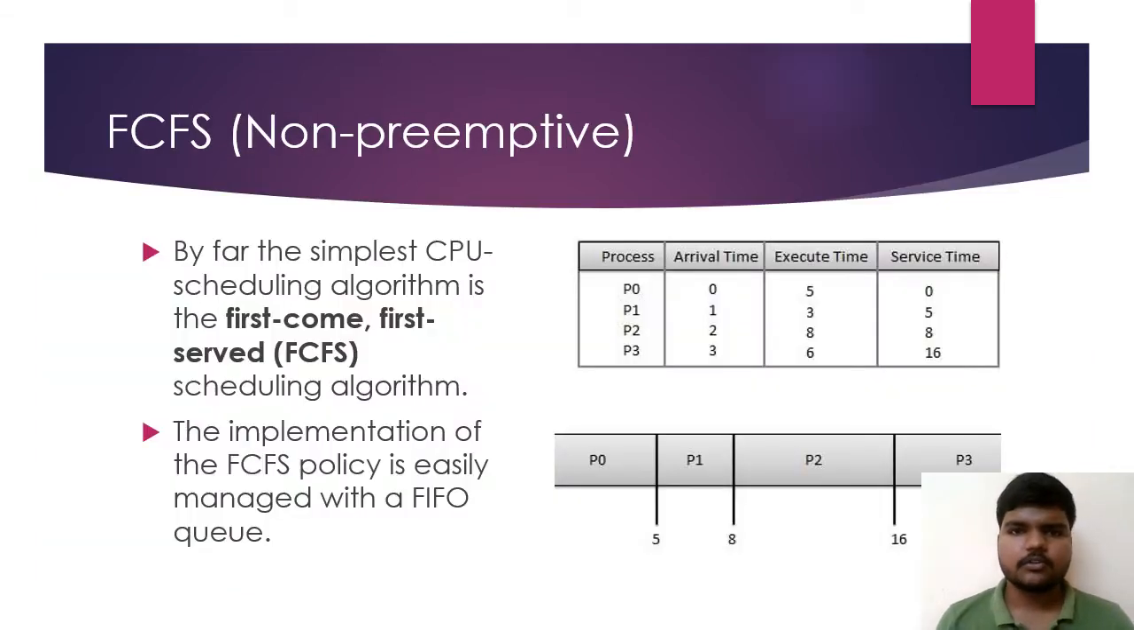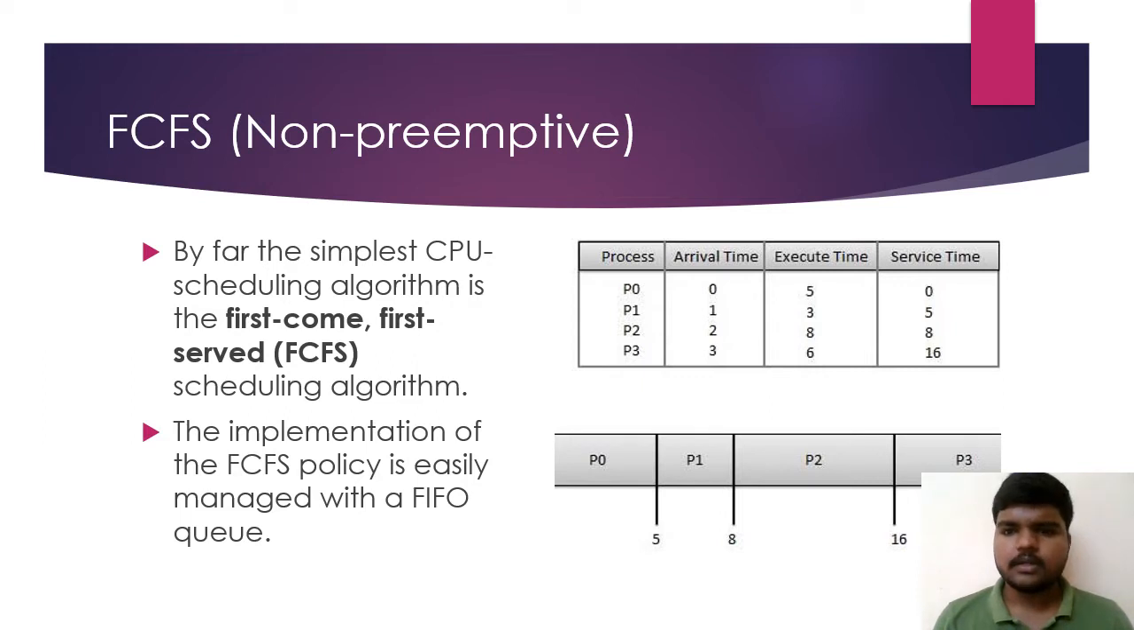So my first algorithm is first come first serve, which is one type of non-preemptive algorithm. As the name suggests, it is implemented using the FIFO queue data structure, which means first in, first out. We can understand this by looking at an example. In this example, you can see four different processes with four different arrival times.